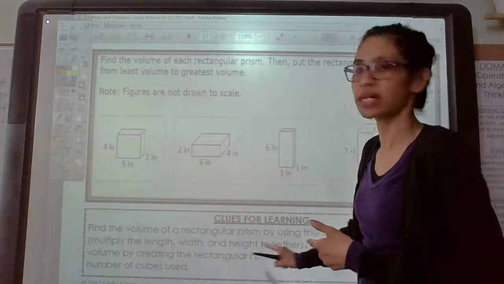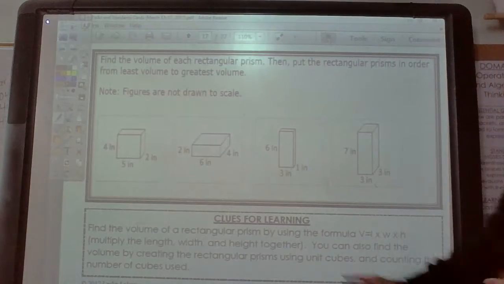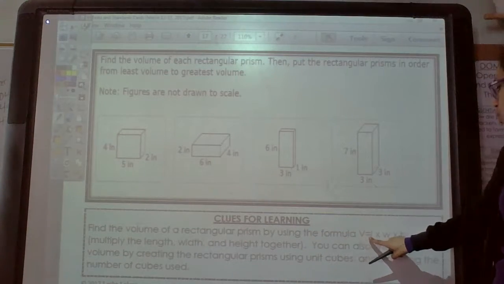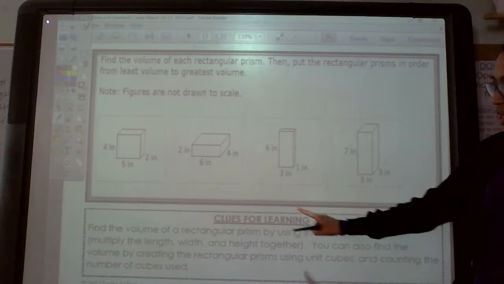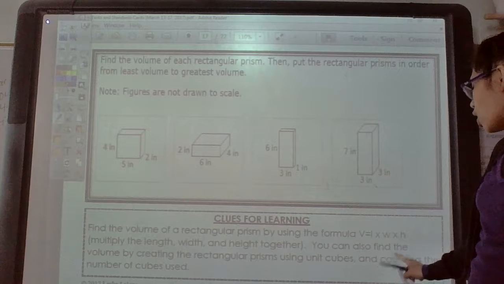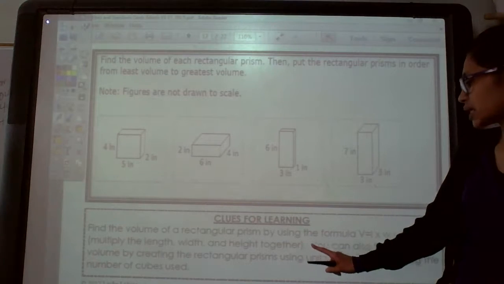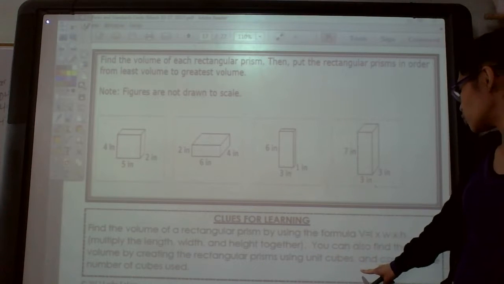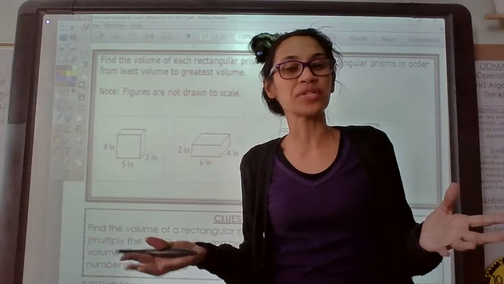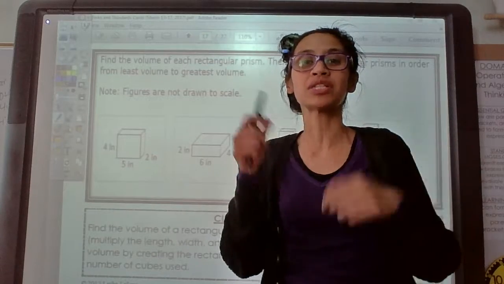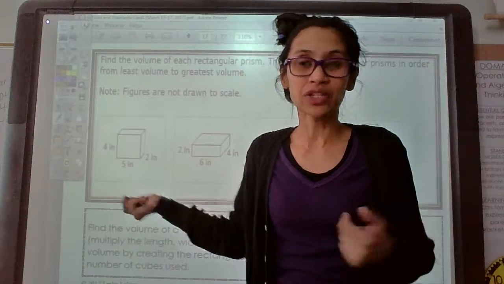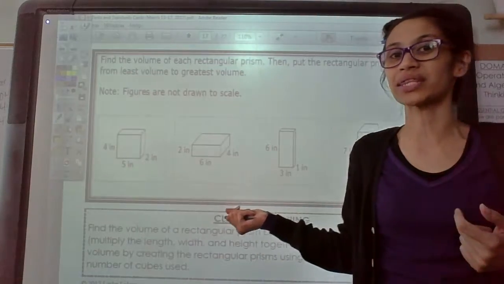Actually, you know what? Read the clues for learning. Can you see that? Our clues for learning, it says find the volume of a rectangular prism by using the formula V equals L times W times H, which means multiply the length, the width, and the height together. You can also find the volume by creating the rectangular prisms using unit cubes and counting the number of cubes used. So you know we have unit cubes. You can build these rectangular prisms with that and then count how many cubes you used. Or we could just do the math and use the formula and multiply the length, the width, and the height.